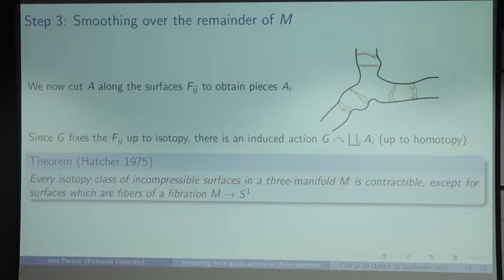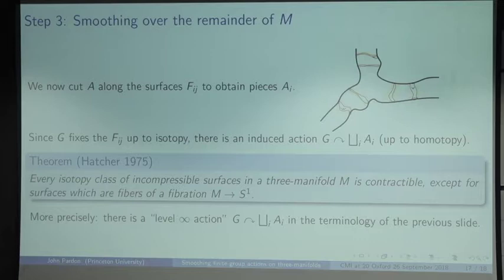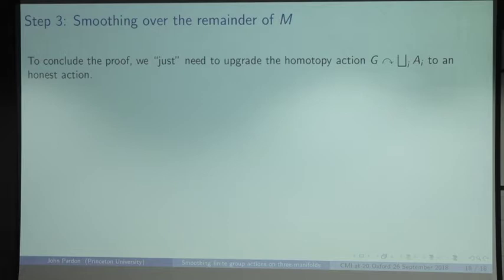Okay, so that means your action by G doesn't fix the F_ij on the nose. It fixes them up to isotopy. But by Hatcher, the isotopy is unique up to homotopy. So in fact, you get what I call the level infinity action. Maybe you could call it a strong homotopy action. I don't know actually whether there's a correct term for this, but let's just call it this. Okay, so now all we need to do is upgrade this homotopy action to an honest action.